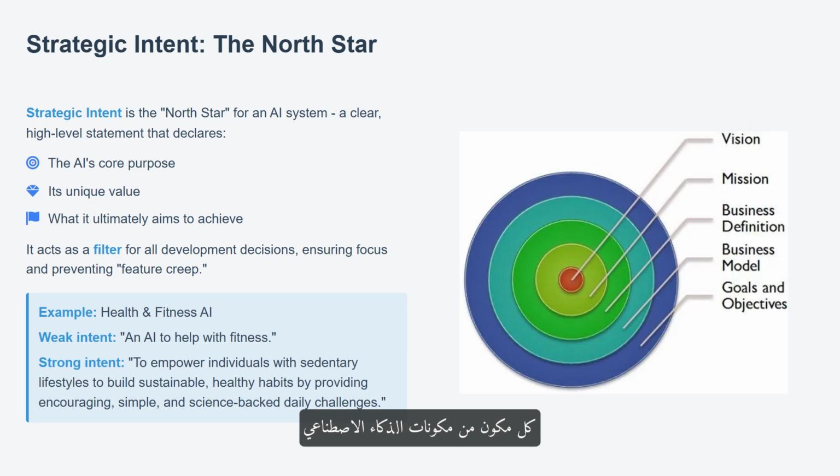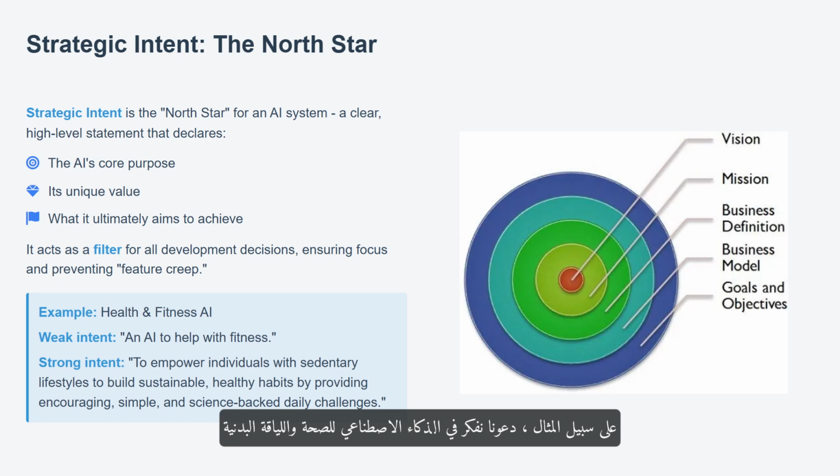Every single component of an AI, from its personality to the code it runs, must serve its strategic intent. A clear intent acts as a filter. If a proposed new feature doesn't align with the AI's core purpose, you discard it. This prevents the AI from becoming a confusing, unfocused system that tries to do everything and accomplishes nothing. It ensures all development and actions are purposeful.